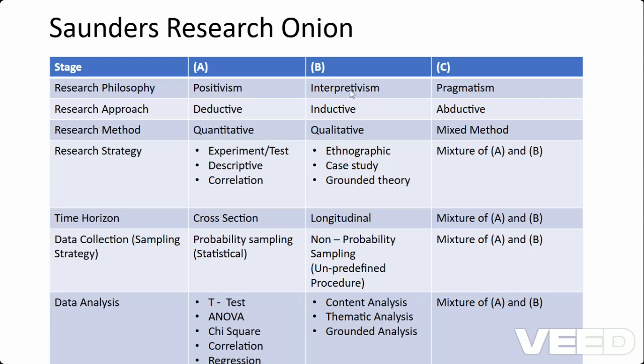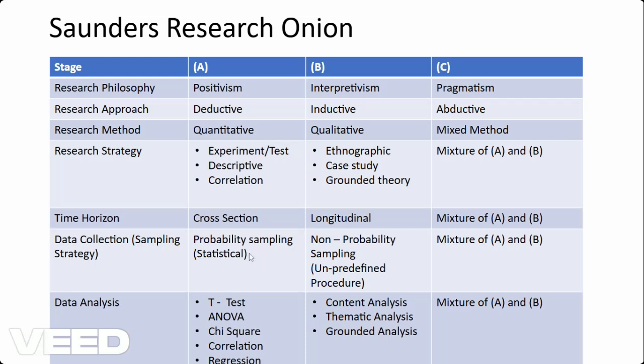It's the same case. The research strategy which is aligned with the research philosophy, interpretivism, is that you're going to use ethnographic, or case study, or grounded theory. Same case, your research strategy is supposed to be aligned with your research approach, which is inductive, also aligned with your research method, which is qualitative. Everything has to be aligned. Pragmatism, of course, is a mixture of these approaches.